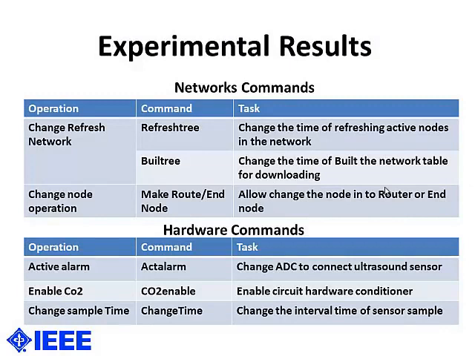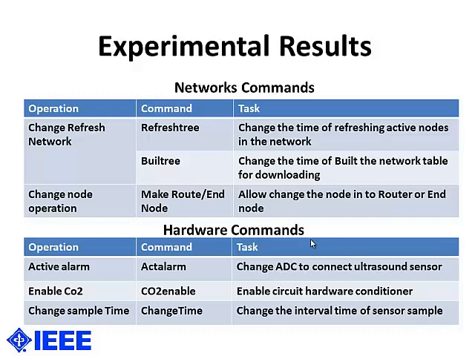Some experimental results. We made some network commands. For example, we can make a sensor act like a router or like an endpoint in order to save some battery. And we have hardware commands. For example, we can enable or disable the carbon monoxide and dioxide sensor, because the gas sensors have very high power consumption, so we can do it to save power.